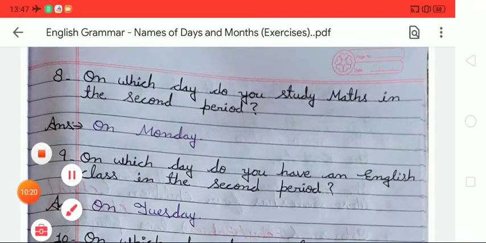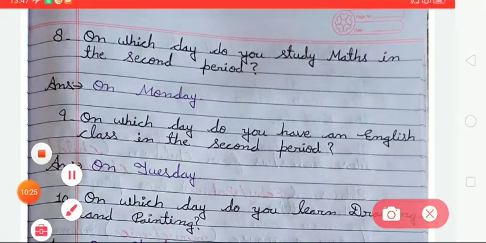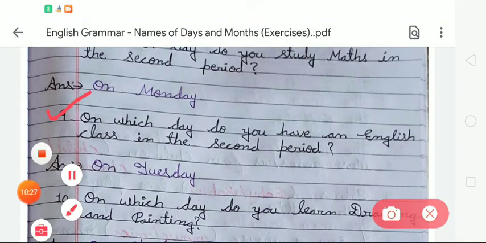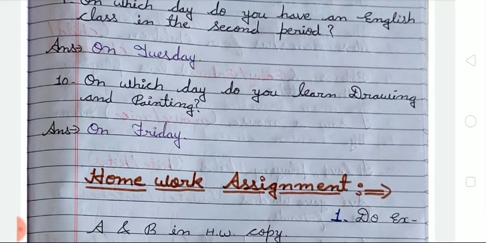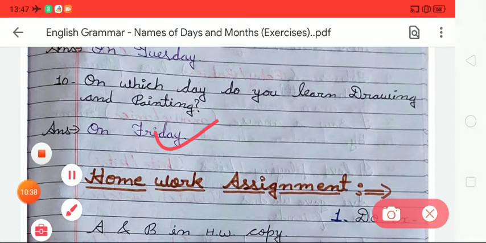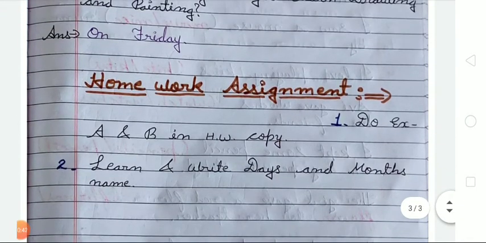Now the next question: on which day do you have an English class in the second period? So the answer will be on Tuesday. Okay. Now the last question is: on which day do you learn drawing and painting? So the answer will be on Friday. So dear student, like this you have to note down this question and answer in your notebook, and your homework is you have to do exercise A and B in the SW copy.